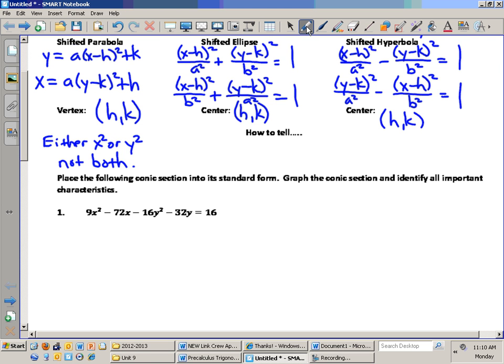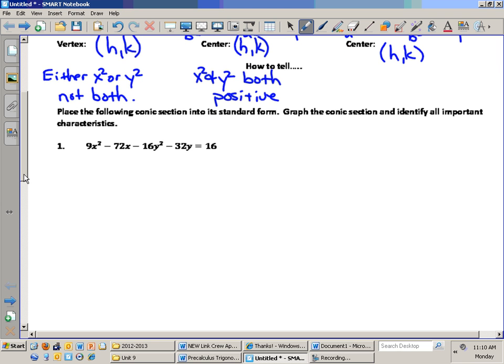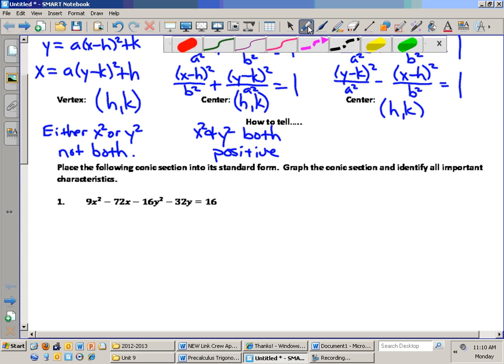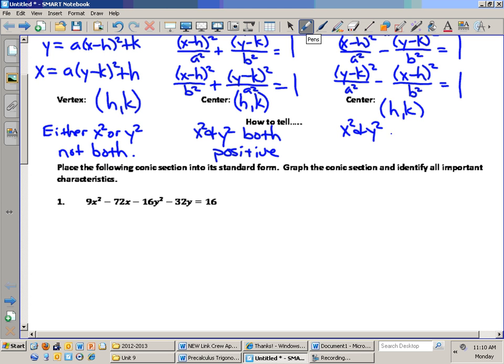In an ellipse, you have x squared and y squared, and they are both positive. As you can see, you end up with an x squared and a y squared in an ellipse, and because I have a plus sign in the middle, they will both be positive. Are both your x squared and your y squared positive in this one? Nope. So then I move on to the hyperbola, and you're going to have x squared and y squared. One is negative.